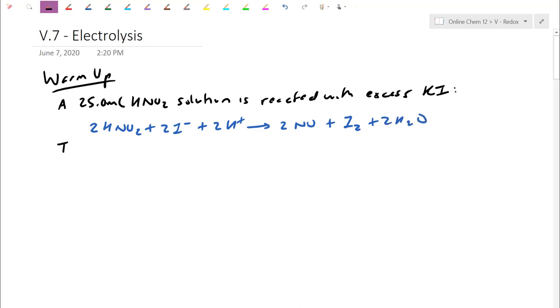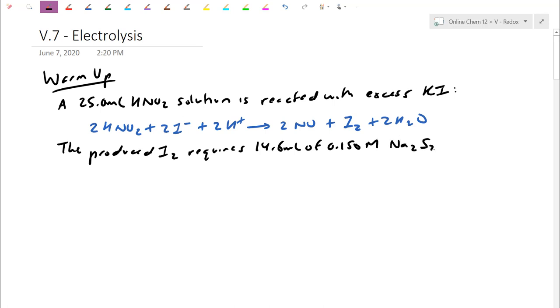The I2 produced requires 14.6 milliliters of 0.150 molar sodium thiosulfate, and I'll give you that equation as well. For these equations, they'll probably have balanced it for you because they want to test whether you understand the redox titration. If they wanted to check whether you can do balancing, they can do that in a separate question.